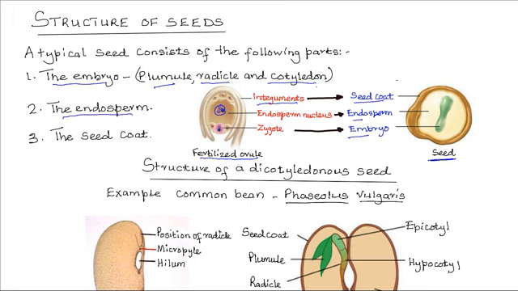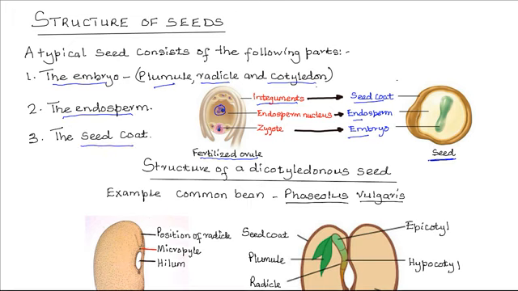In some seeds, the main food storage structure is the endosperm. Such seeds are said to be endospermic. For example, the maize seeds. In other seeds, the endosperm is absent, and such seeds are said to be non-endospermic. The endosperm gets absorbed into the cotyledons during development, and that is why at maturity, the seed does not have an endosperm. For example, the common bean seed.